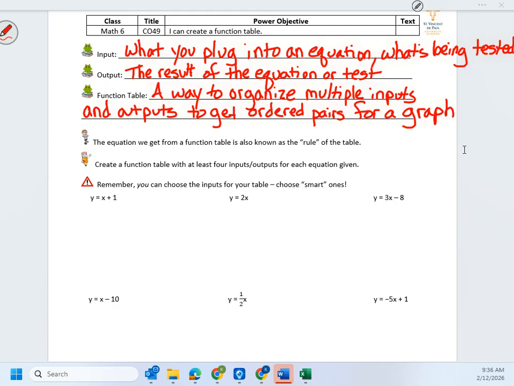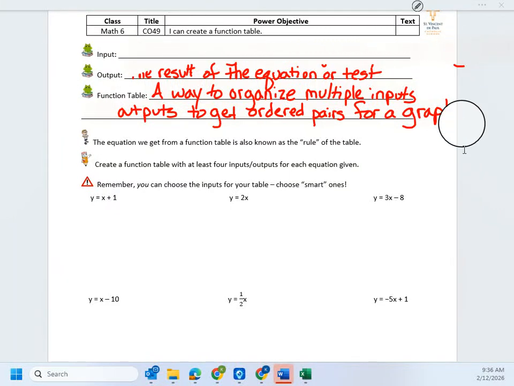So on this objective, we're being given the rule, and we're just going to put it into the function table. Remember, you can choose the inputs for your table, so choose smart ones, and I'm going to show you what that means. Okay. So I'm going to erase this so I can scroll up.